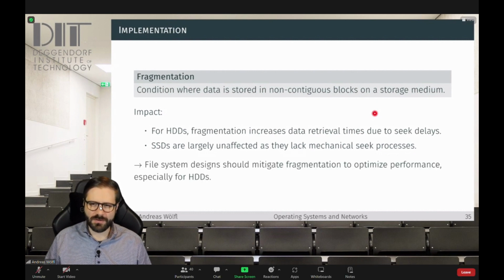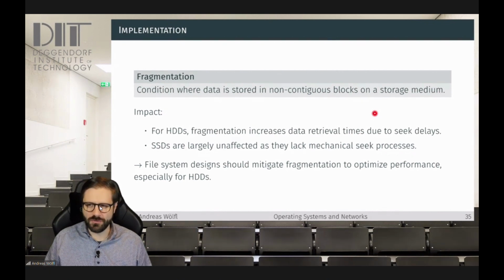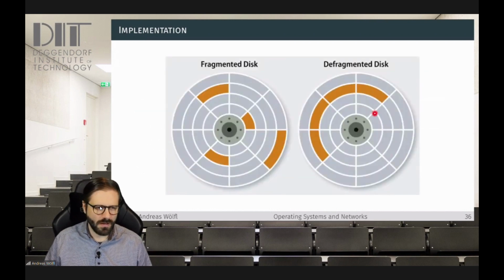Yeah, file systems are designed to mitigate these fragmentation issues to optimize performance. One way to do so is moving from a linked list free space management to a bitmap free space management, where it's way faster to search for consecutive segments in a bitmap. In this illustration, this is a fragmented disk on the left-hand side, defragmented disk on the right-hand side, and you see easily, well, you need to adjust the read-write head on an HDD once. You can read the whole file and then be good with it. Whereas at the fragmented disk, you need to adjust the read-write head to point to the correct cylinder.